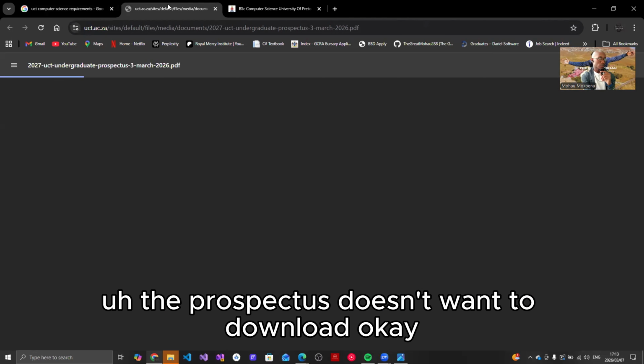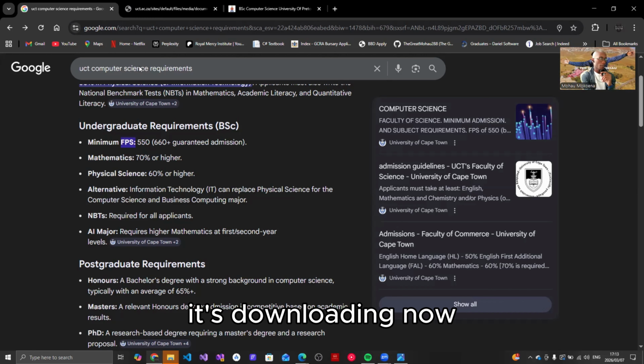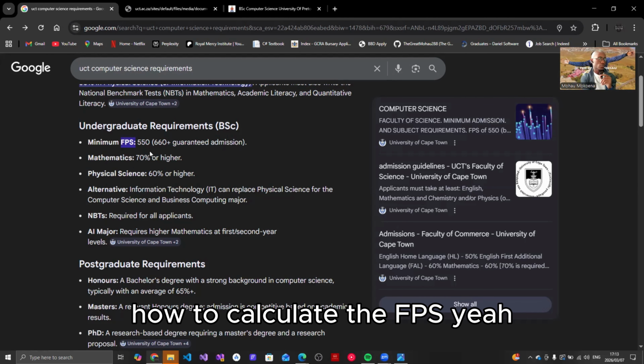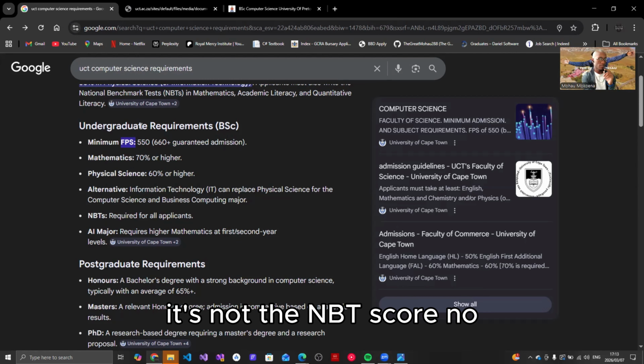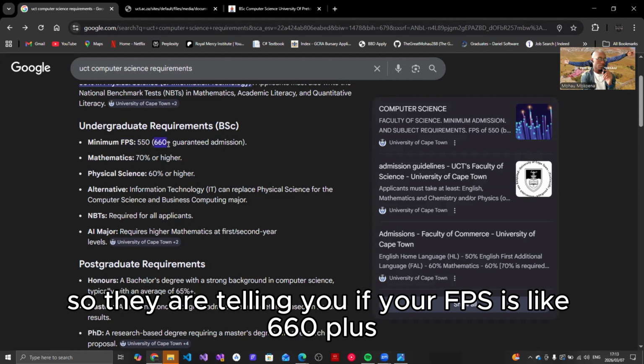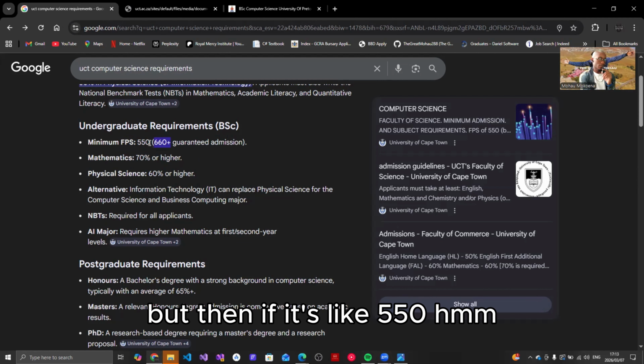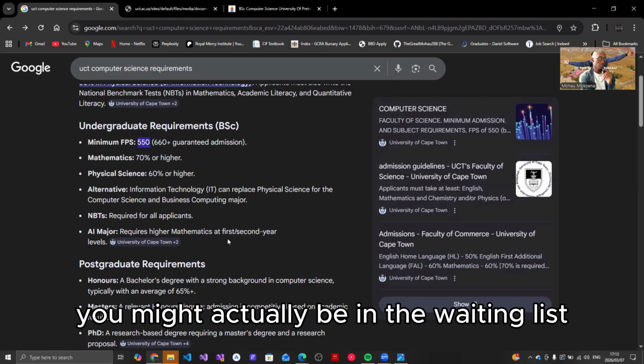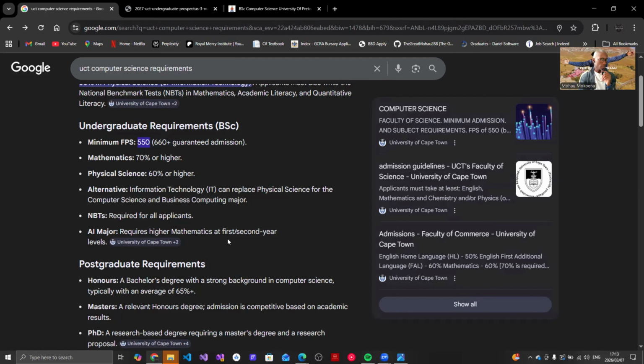The prospectus doesn't want to download. Okay, it's downloading now. That's where they basically tell you how to calculate the FPS. It's different to the NBT. It's not the NBT score. No, it's the FPS. So they are telling you if your FPS is like 660 plus, that is a guaranteed admission. But if it's like 550, you might actually be on the waiting list.